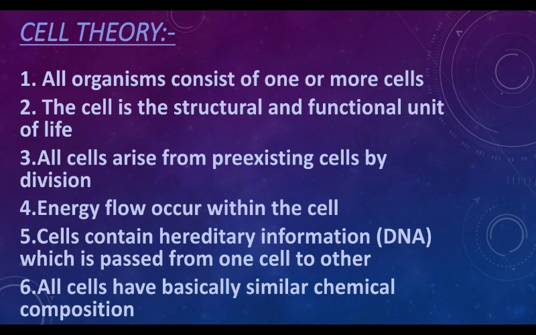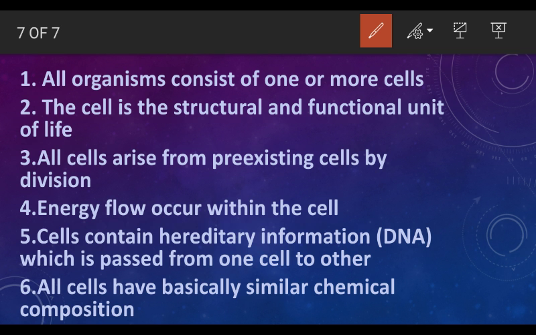Here is the cell theory. The first point is that all the organisms consist of one or more cells, right? All the living organisms consist of either one cell, that is they are unicellular, or they will have more than one cell, that is they could be multicellular. As I have told you, prokaryotes are always unicellular, while eukaryotes could be unicellular or multicellular, both, right? So organisms consist of one or more cells.